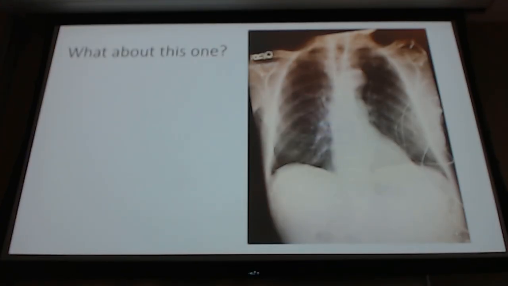All right, what about this one? Is it cavitation? Is it pleural effusion? Or is it some sort of edema? What do you think? What do you see? Where is it normal? Can you tell the difference? Okay, who wants cavitation? Who wants pleural effusion? Who wants some sort of edema? Who wants normal?